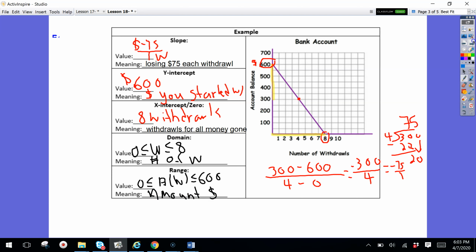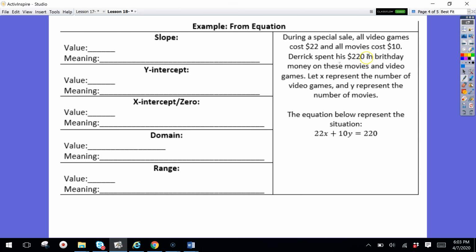Okay, so now let's go ahead and look at something slightly more difficult. In this case, I have, during a special sale, all video games cost $22 and all movies cost $10. Derek spent his $220 in birthday money on these movies and video games.